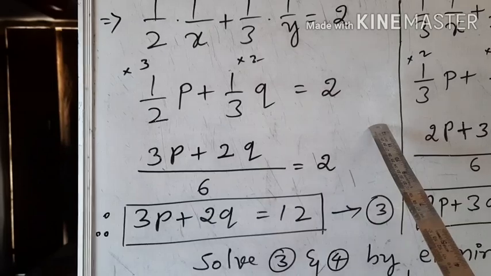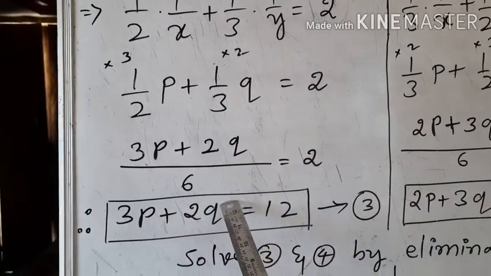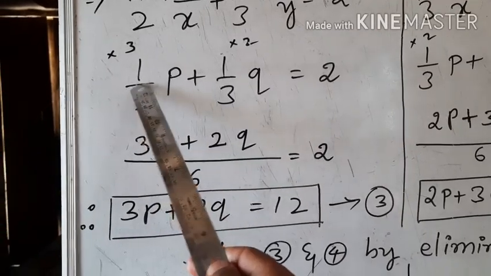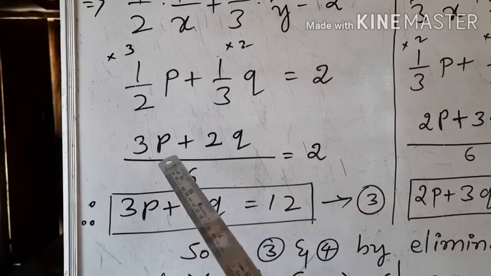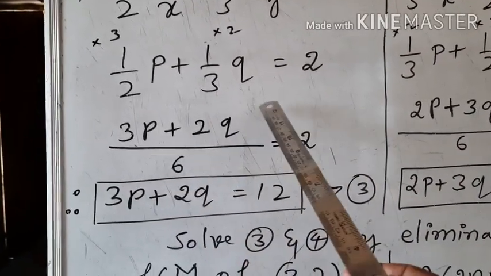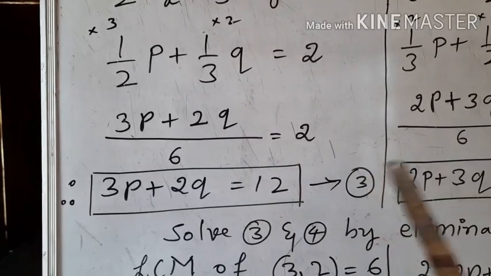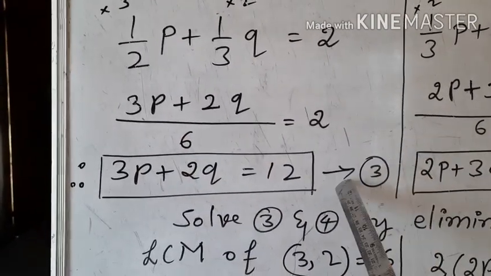Now, I take the LCM of 2 and 3. It is 6, right? So, 2 3s are 6 and 3 2s are 6. Now, 3 1s are 3, 3p, 2 1s are 2, 2q. Thus, 3p plus 2q upon 6 is equal to 2. And this divided by 6 comes, this side becomes into 6.